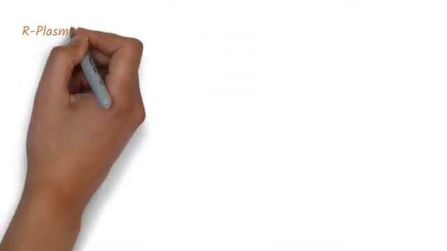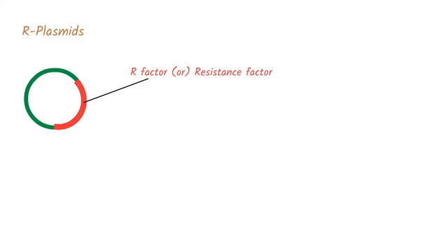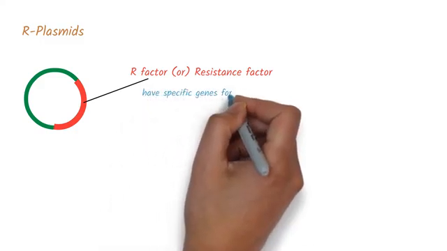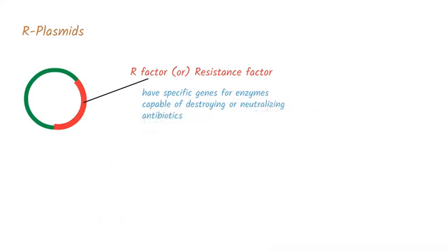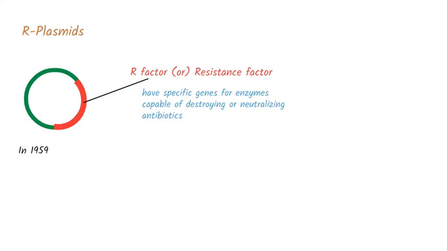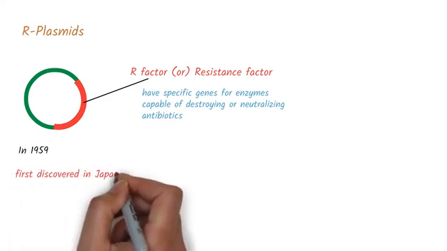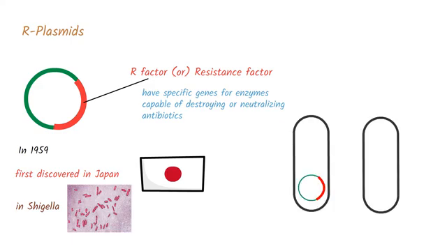R plasmids are the plasmids having R factor, or resistance factor. R factors have specific genes that code for enzymes capable of destroying or neutralizing antibiotics. In the year 1959, resistance factor genes were first discovered in Japan, in strains of Shigella. When a strain having the R factor conjugates with other bacterial cells, a copy of the R plasmid is transferred, and therefore provides the strain with the property of antibiotic resistance.